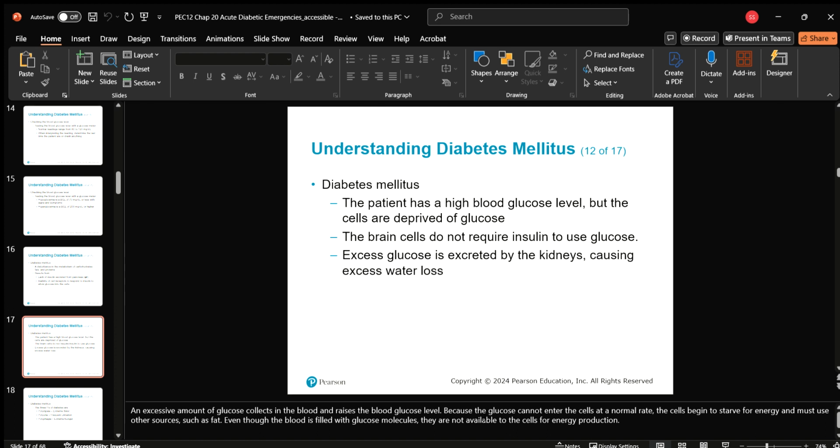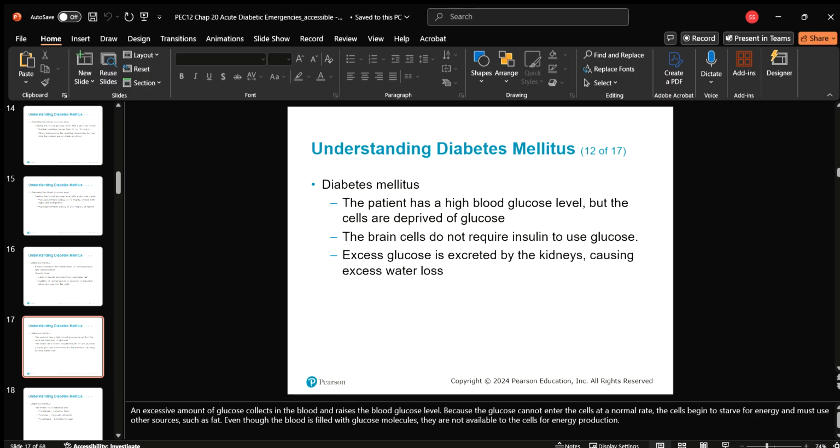The patient has a high blood glucose level, but the cells are deprived of glucose. So this is diabetes mellitus. The brain cells do not require insulin to use glucose, but we still need it in our bodies. Excess glucose is excreted by the kidneys, causing excessive water loss.